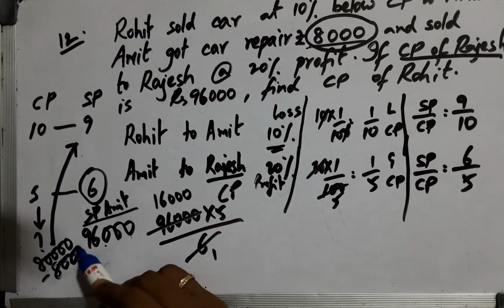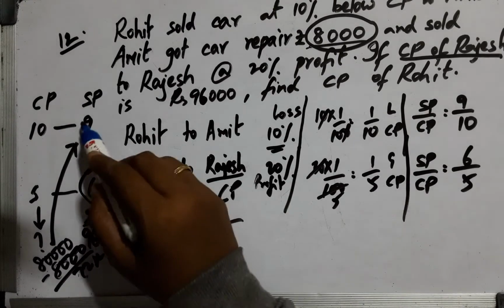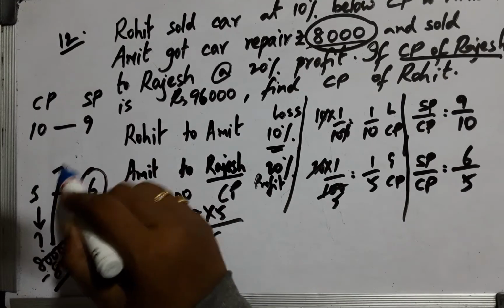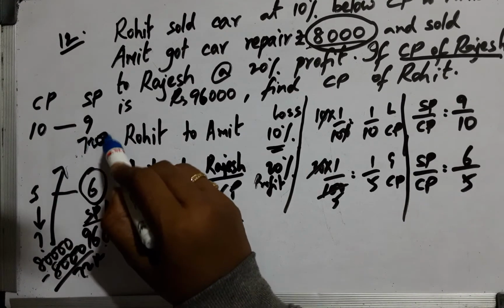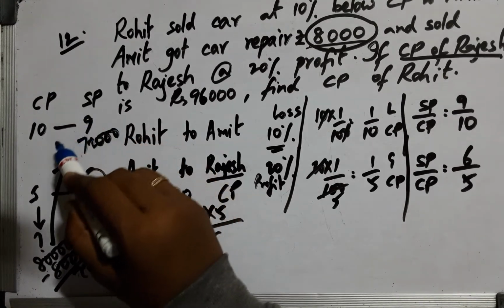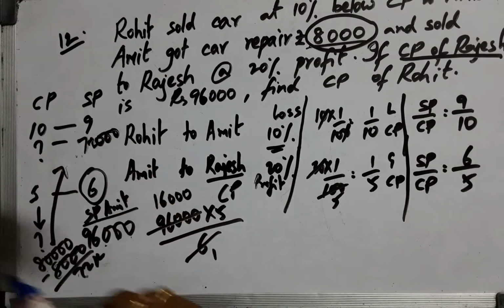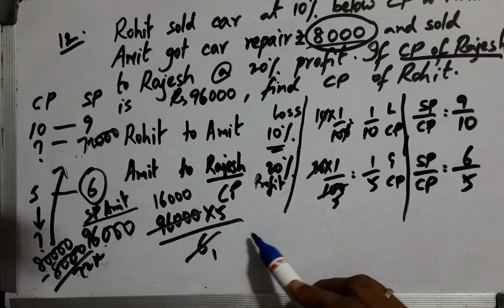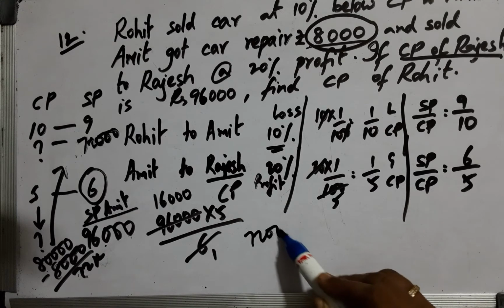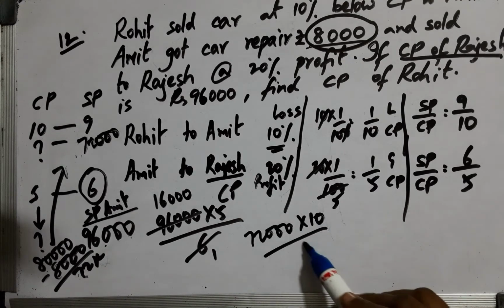Therefore 72k, that is 72,000, is 9 parts SP. Then what are the 10 parts for CP? It will be 72,000 into 10 by 9.